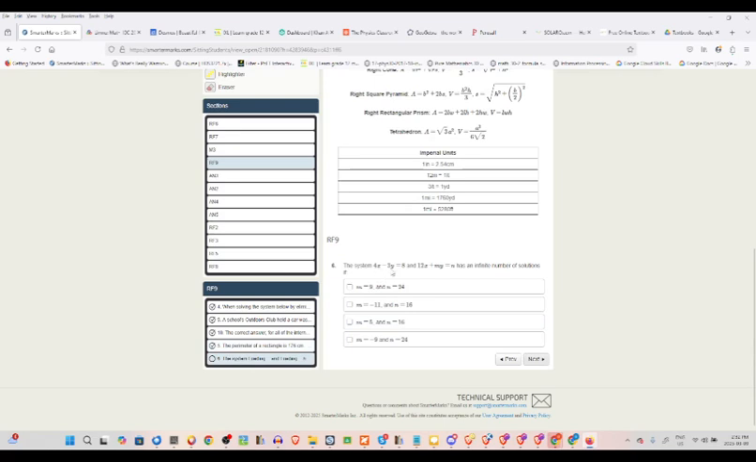Now, the system here, 4x minus 3y equals 8, and 12x plus my equals n, has an infinite number of solutions if. Well, we have the numbers here. What matters is the interpretation. They have an infinite number of solutions if they are exactly the same line and line up on top of each other. We can get that by taking 4 and multiplying by 3 to get 12.